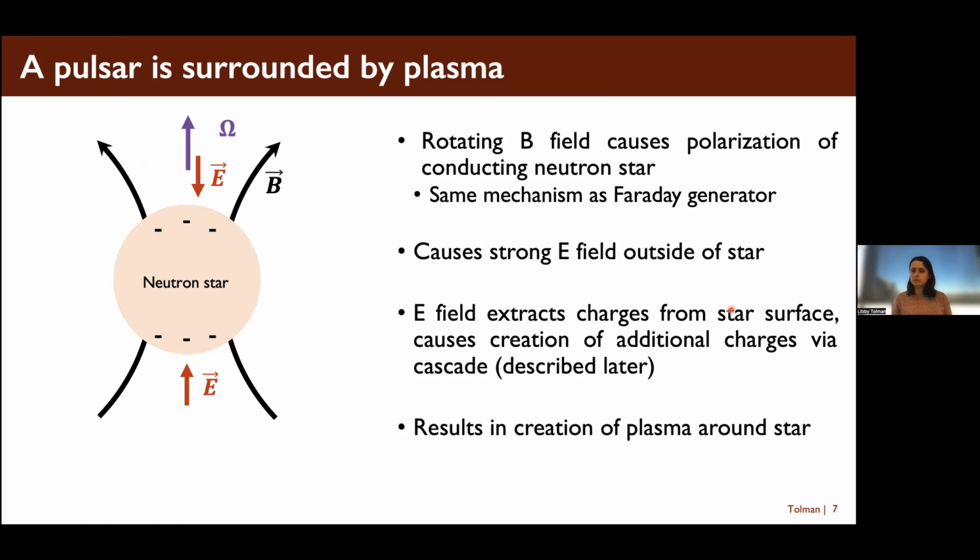Why is the emission from rotating neutron stars? I actually don't know what the fundamental reason is. Okay, that's fine. I realize I also don't know.